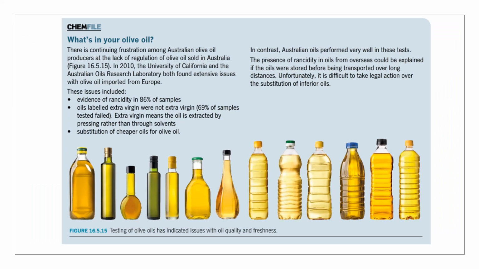This is something I got from the textbook, which you can read yourself. It's in chapter 16 of the textbook. And it basically talks about how a lot of imported oil is not very well regulated, so a lot of it has gone rancid by the time it reaches Australia. So you want to be quite careful when you buy imported oil, whereas Australian oil performed quite well in terms of not being rancid.